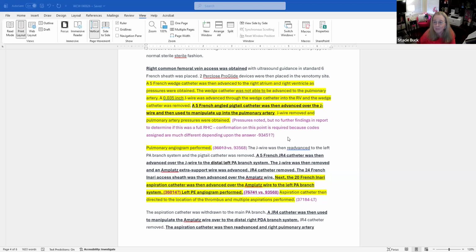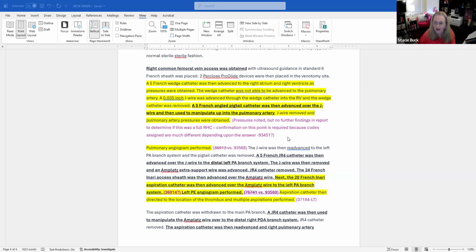Maybe someone could possibly make the argument that they want this to be a code 36015, that it's a branch beyond the left pulmonary artery. But with the language in the report, I'm not 100% convinced because it says distal left PA branch system. So it's kind of iffy in this. So I went more conservative and I put a 36014 for the catheter placement. Now, again, if we had a right heart cath, it's not going to matter because we're not going to assign the catheterization code. And then here we see that the left pulmonary angiogram is going to be performed.